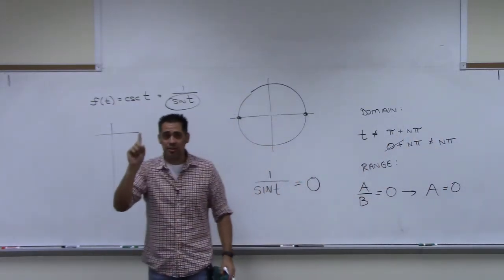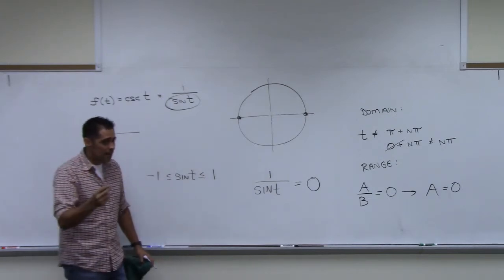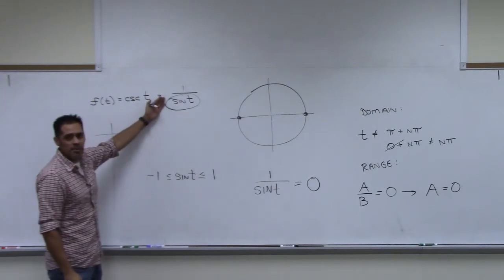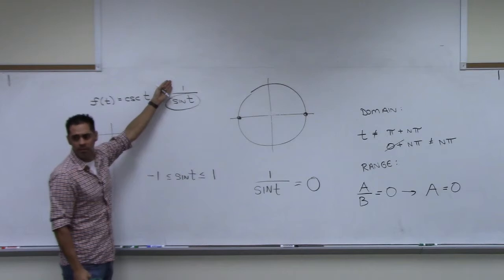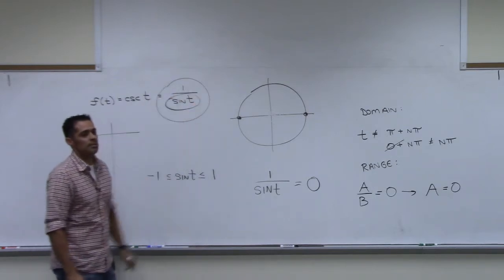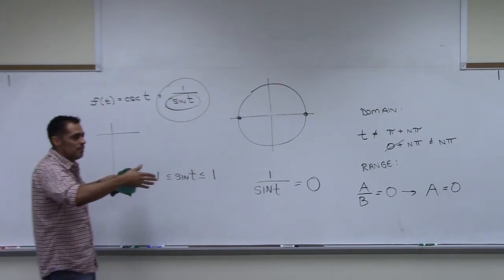The only way a fraction can be 0 is if the numerator is 0. This numerator can't be 0, it's 1. So it's impossible for us to get 0 out of this. So we can get negative 1 and 1 out of it, but we can't get 0.